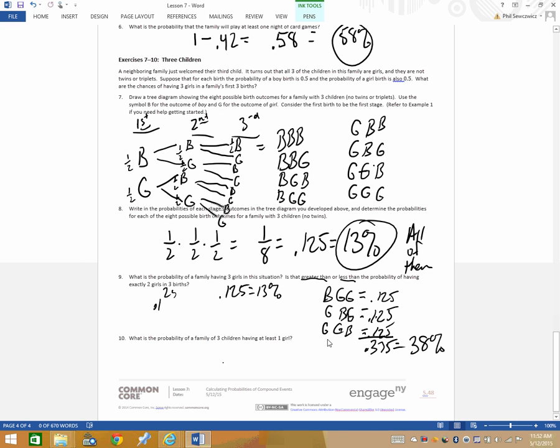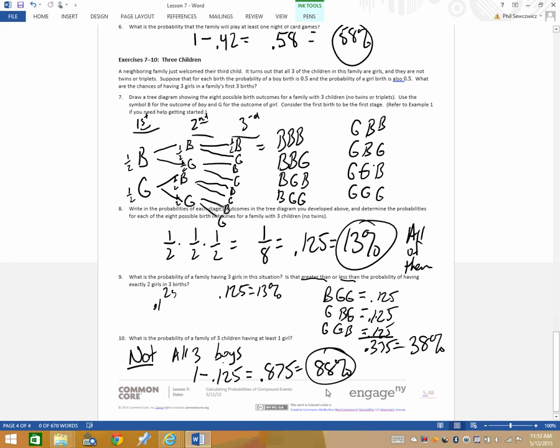When we look at the very last problem, what's the probability of a family of children having at least one girl? At least one girl, in other words, we're asking them to not have all three boys. So this is where it's going to speed things up. I can simply do 1 minus 0.125, because it's the not, and there I get 0.875, so we're looking at about an 88% chance of that happening.